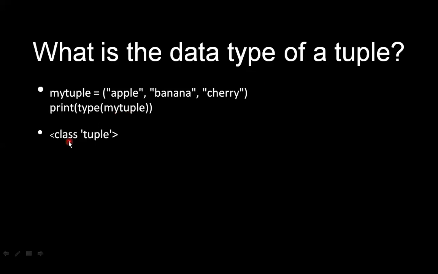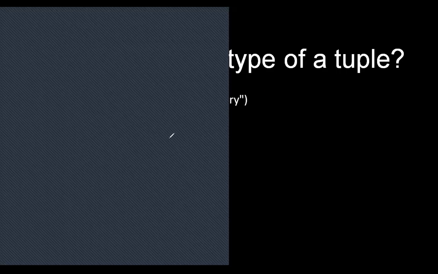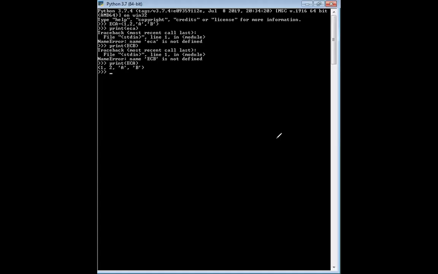So the output that you will be getting, what is that? The class tuple. Okay, now we will practically implement this concept. What type of elements is going to be present in the list ECA? Now we will be able to retrieve it.